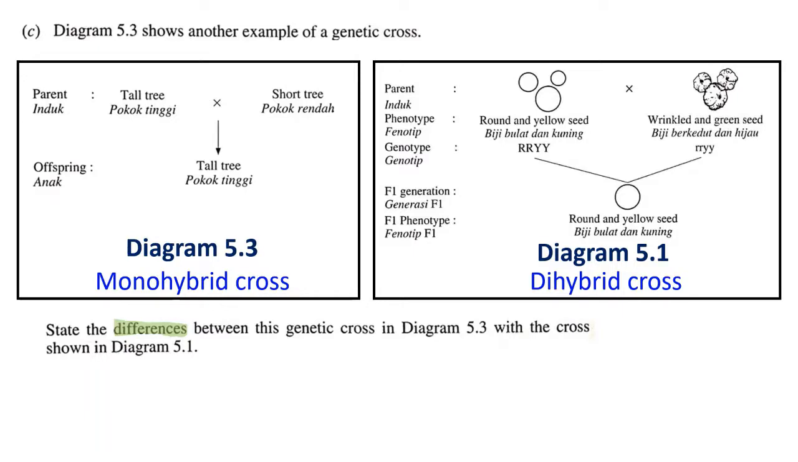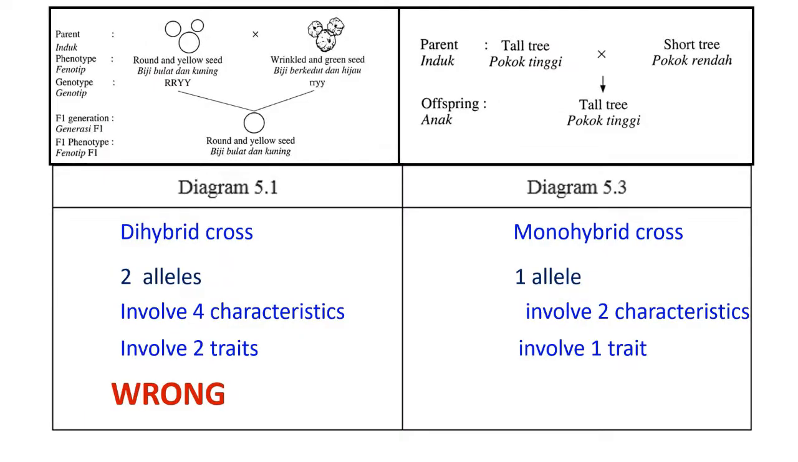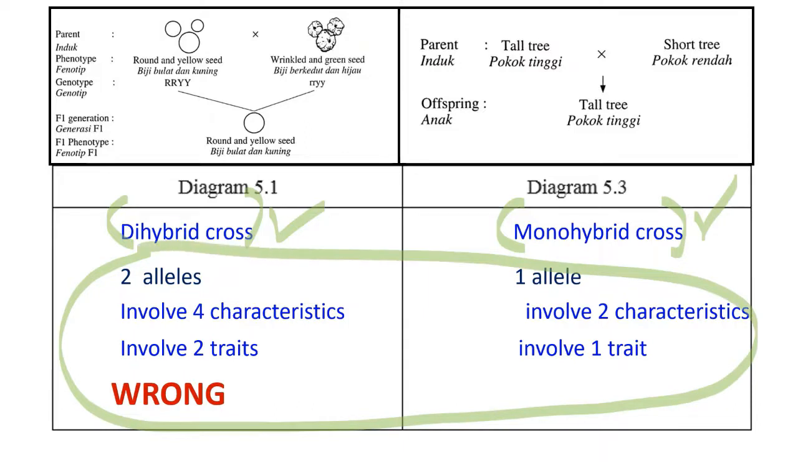Diagram 5.3, very obviously, is a monohybrid cross, and diagram 5.1 is a dihybrid cross. What are the differences between them? Look at the answer here. The answer is wrong. It is only correct for dihybrid cross and monohybrid cross, and all the other answers are wrong. Very obviously, the student cannot understand terms like gene, allele, characteristic, and trait.